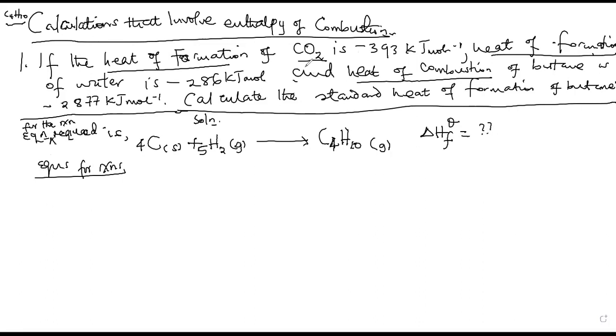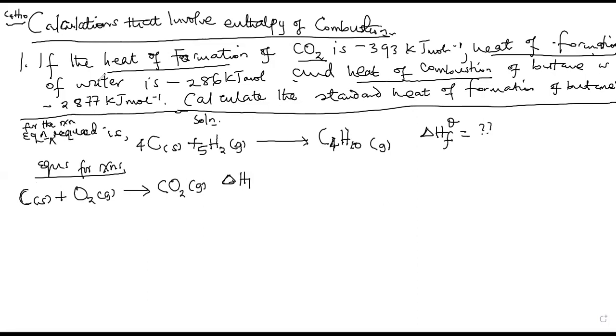I'm forming carbon dioxide, meaning if they say heat of formation, I'm forming 1 mole of carbon dioxide from carbon and oxygen. So the first equation would be carbon, which is a solid, plus oxygen, which is a gas, and I'm strictly forming 1 mole. I'm forming 1 mole of carbon dioxide because of the word heat of formation, and this is gas. Let me call this one ΔH1.